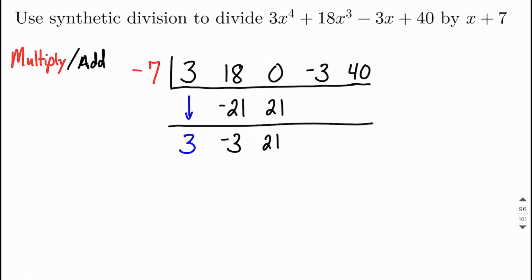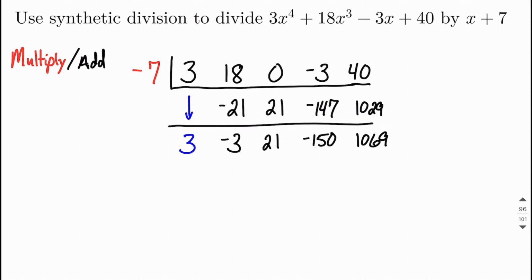These values are going to get big quickly as we multiply negative 7 times positive 21, which works out to negative 147. We add negative 3 plus negative 147, which makes negative 150. Multiply, we're getting really big numbers here. Negative 7 times negative 150 makes positive 1029. Last addition, 40 plus 1029 makes 1069. So that completes the process because we're done.